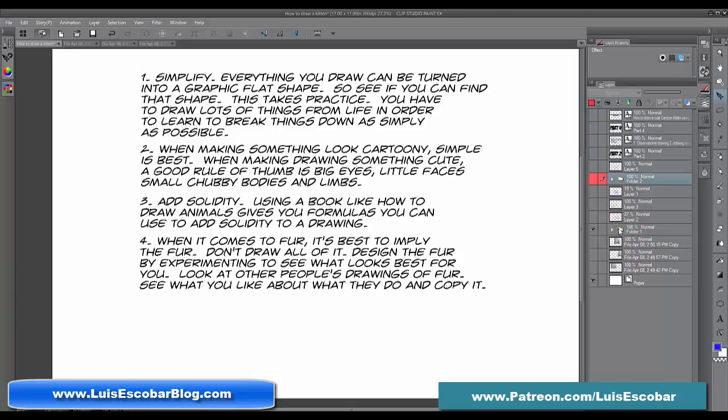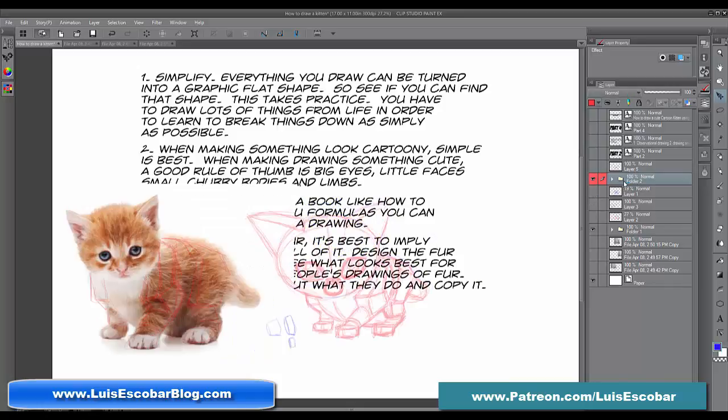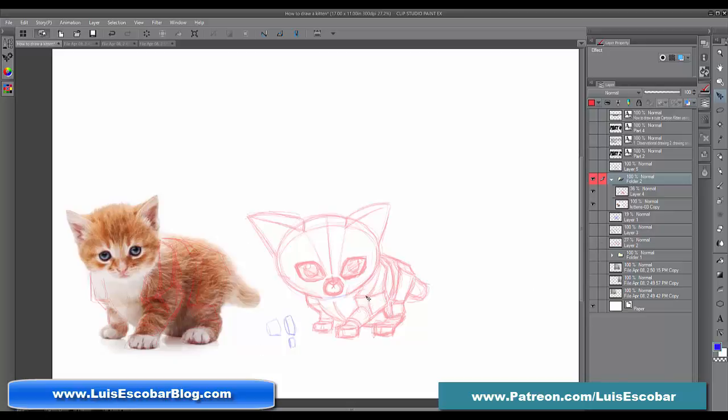So speaking of looking at other people's drawings of fur, if you don't have a specific idea in mind as to how you're going to tackle the finished product, and in this case, I have this kitten here, and I really don't quite know exactly how I'm going to finish it off, I decided to look at other people's solutions to drawing kittens. Also, I'm going to look at other people's drawings of fur just to see what their solutions were to this fur problem.